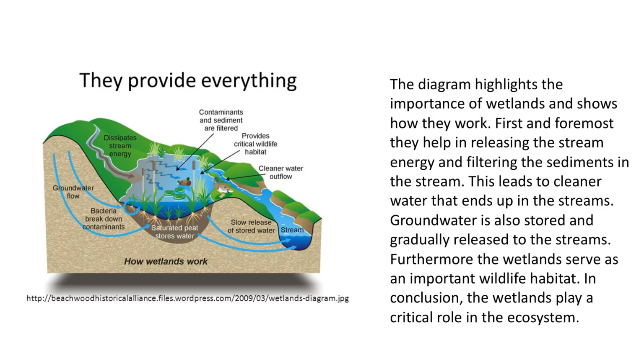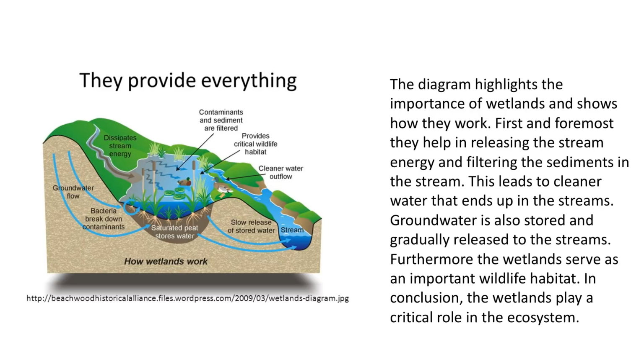And then again, there are a number of different things that are happening. As you can see, one arrow leading to another. So we say first and foremost, they help in releasing the stream energy. Now it was dissipates stream energy. Instead, we used a synonym. We said release the stream energy and filtering the sediments in the stream. Then you can see that cleaner water is going into the stream. So we said this leads to cleaner water that ends up in the streams.